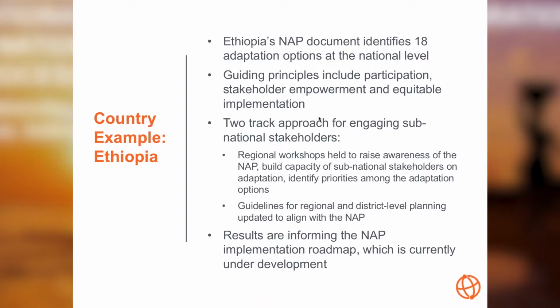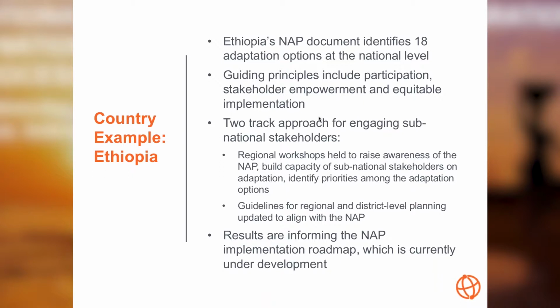These include participation, stakeholder empowerment, and equitable implementation. So with the NAP document in place, the Environment, Forest, and Climate Change Commission pursued a two-track approach to begin engaging subnational stakeholders in the process. First, a series of regional workshops were held to raise awareness of the NAP document among subnational stakeholders, build capacity on adaptation, and to undertake an initial participatory prioritization exercise for the adaptation options outlined in the NAP. These workshops brought together government, civil society, and private sector representatives from each of Ethiopia's regions.